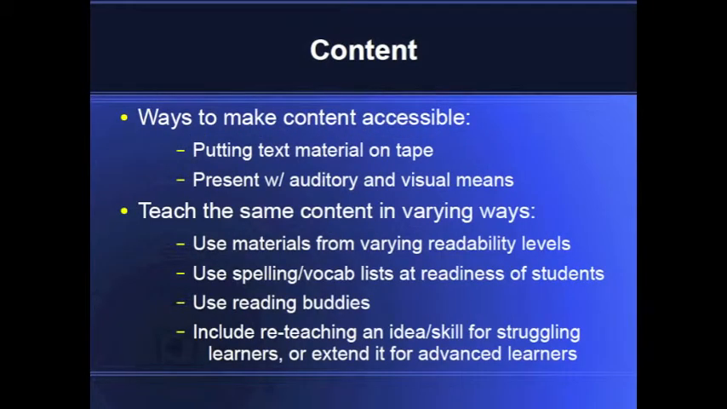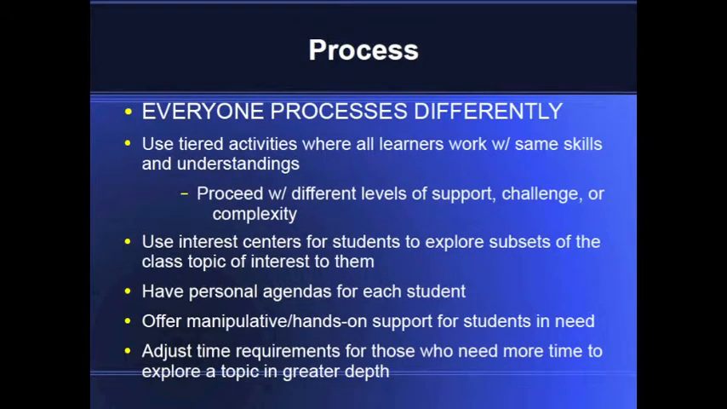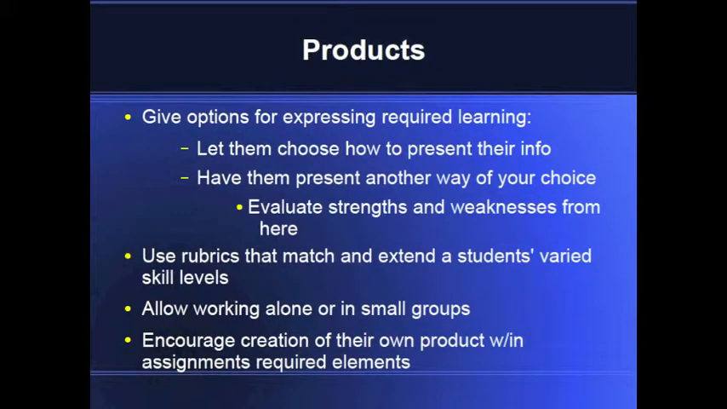There are a few ways to make content accessible to your students. Putting text on tape is a great way to make sure that everybody is caught up on material. You can also present it in auditory or visual means. Everyone processes differently, and here are some ways that it can be taken into consideration with your teaching. Students should be allowed to express their learning in different ways. Have them choose one way, and then maybe you could select another, and then compare the two to see their strengths and their weaknesses over time.